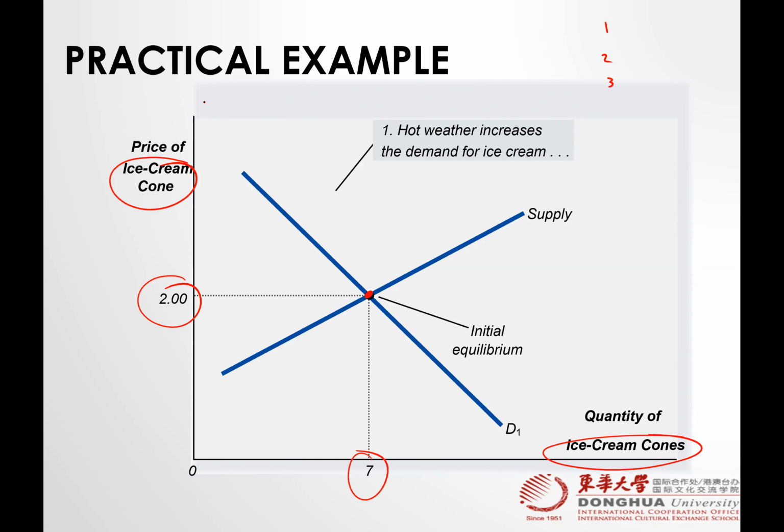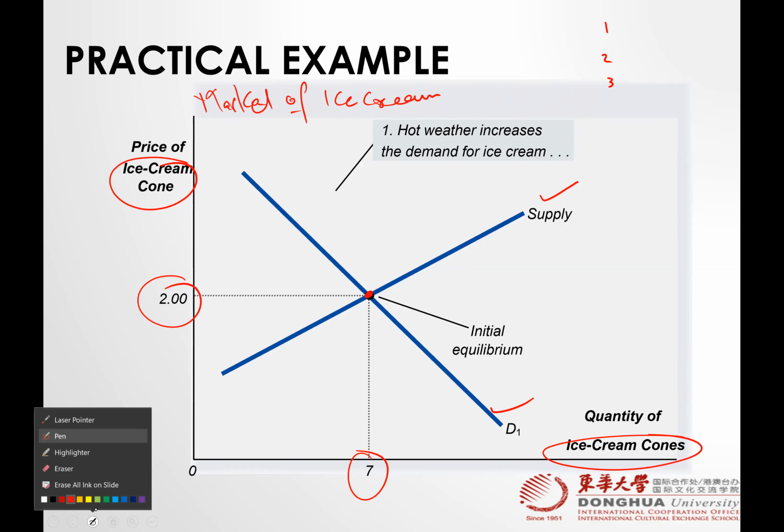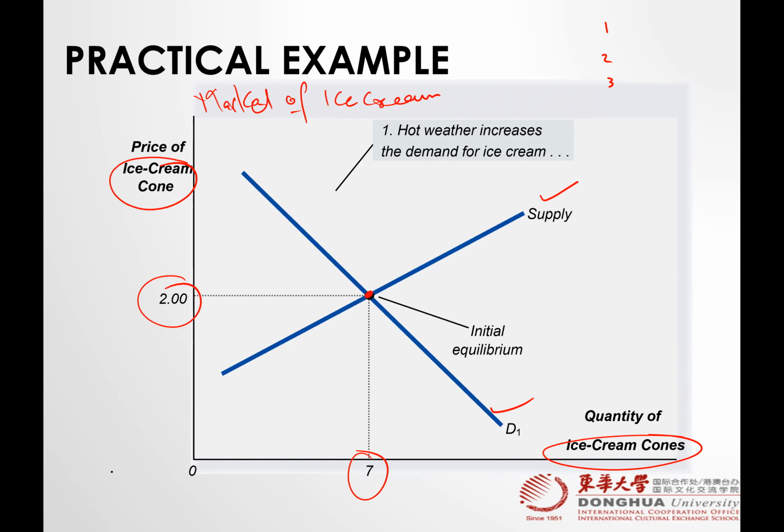We can also write it down here. This is the market of ice cream. And how we call this market? Because suppliers are there and buyers are there. Let's talk about this. So what will happen if hot weather increases the demand for ice cream? So remember, this is a case of demand or this is a case of supply? The question itself says demand. So this is a case of demand.